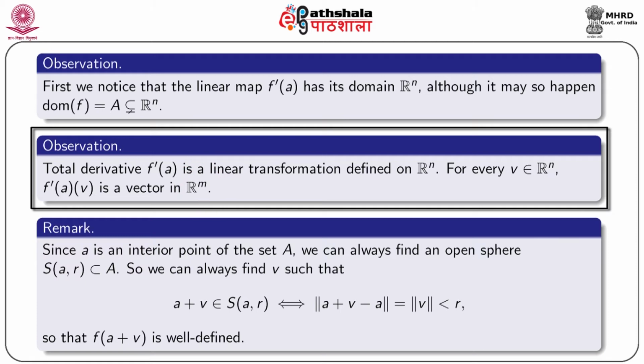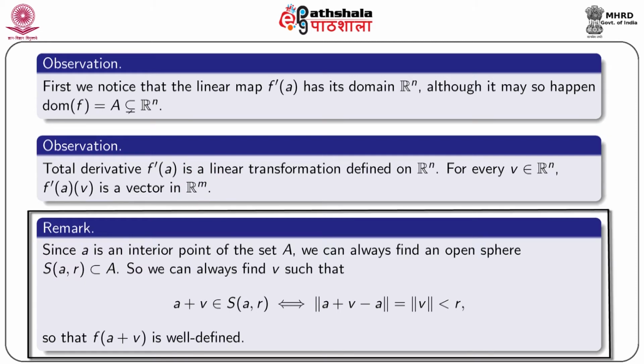One remark, since A is an interior point of the set A, we can always find an open sphere S(A, R) subset of A. So, we can always find V such that A plus V is in S(A, R), and this holds if and only if the distance between the vectors A plus V and A is less than R. That is, norm of A plus V minus A equals norm V less than R. So f of A plus V is well defined.